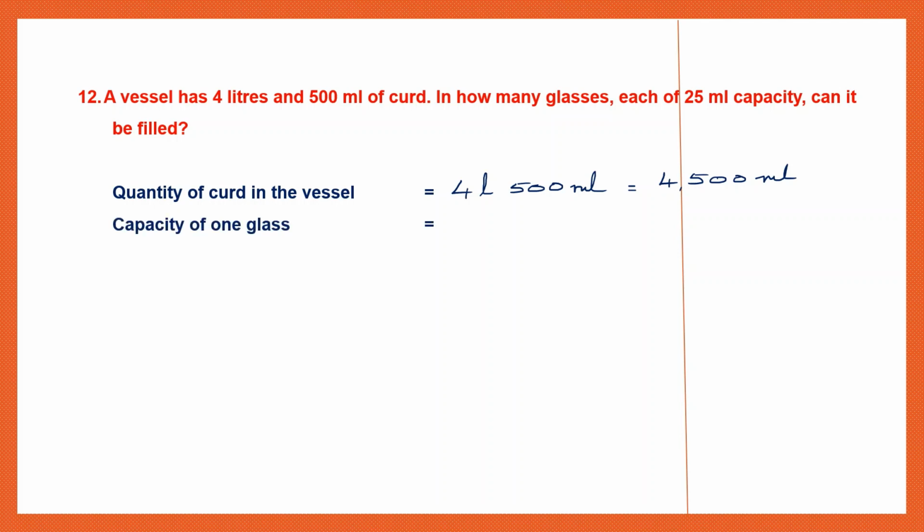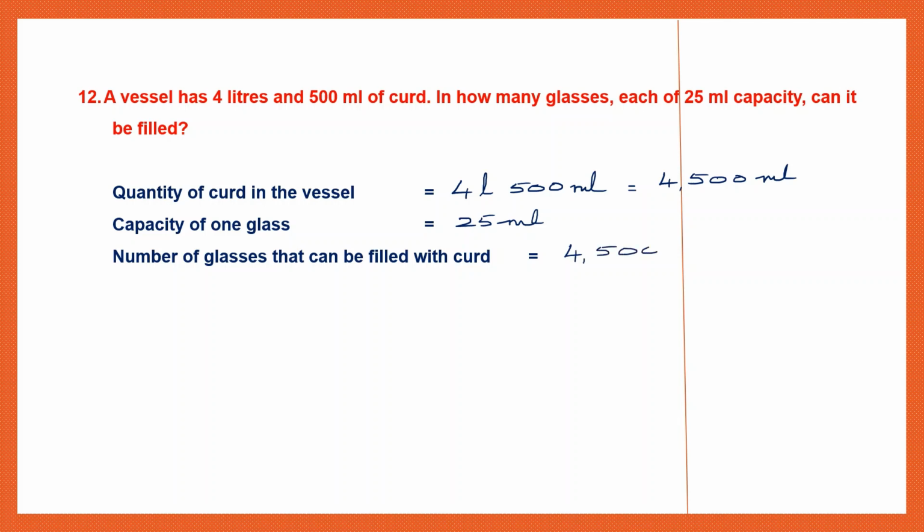Then capacity of one glass. That means in one glass, how much do we have? 25 milliliters. In one glass, we have 25 milliliters. So the number of glasses that can be filled with curd will be 4,500 milliliters divided by 25 milliliters. So this is a division sum. So we have to divide these two. So let's divide 4,500 by 25 and see what we get.